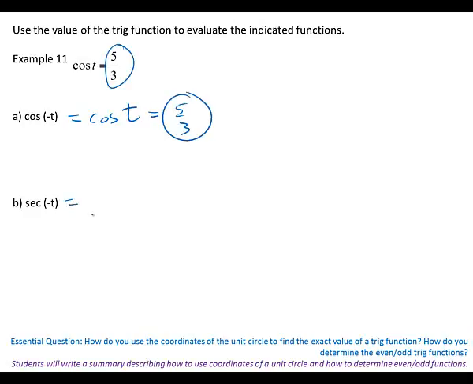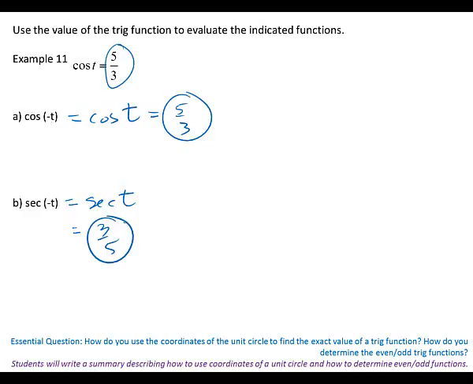What do we know about the negative and the secant? It also goes away. And what's secant the reciprocal of? Cosine. So what would we get for our answer? 3 over 5. See, so far trig's easy, right? All right.